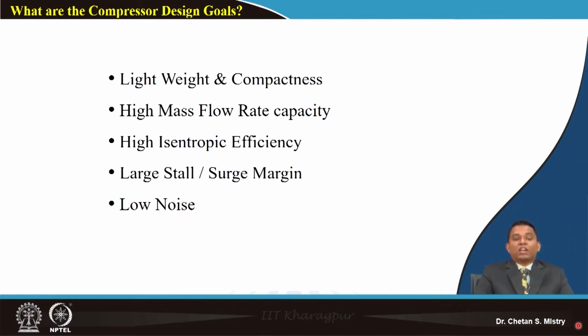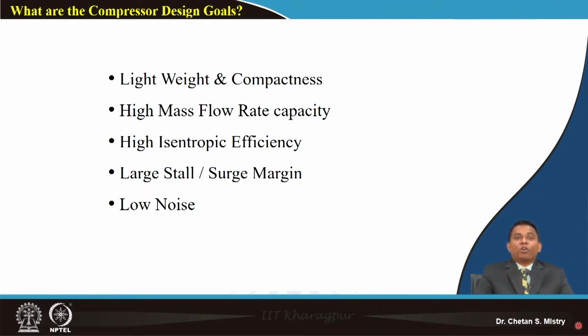Next is a larger stall or surge margin. For aero engine application, this is very important. We are looking for a broader operating range. We have seen that when we are talking about a subsonic compressor, we have a kind of curved performance map. When we are talking about a transonic compressor, it has a steeper operating characteristic. So we need to have the overall stage operating characteristic in such a way that it will be working over a wider range. And that will give flexibility to the pilot.